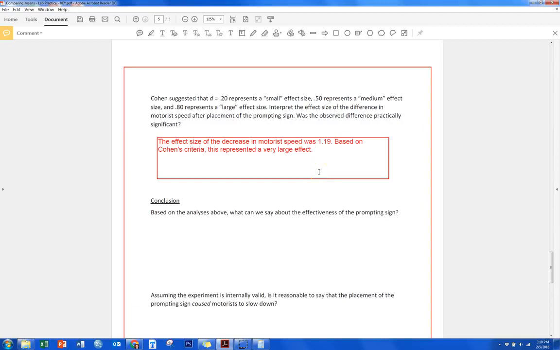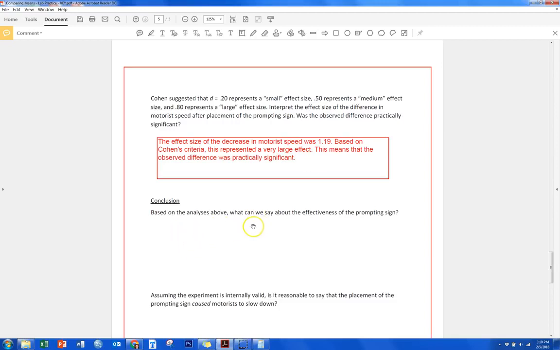What does that mean? This means that the observed difference was practically significant. So it was statistically significant, and it was practically significant. Before, they were speeding through town at unsafe speeds. Now, on average, cars are going through under the speed limit. It was significantly less. It's unlikely that there really was no effect going on. And we know that the change had practical significance as well.